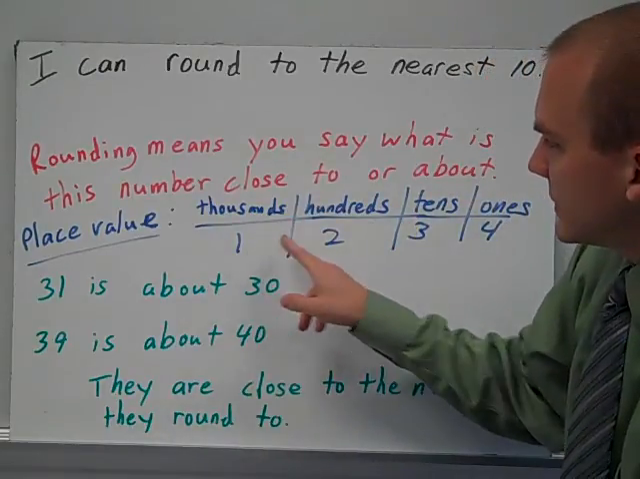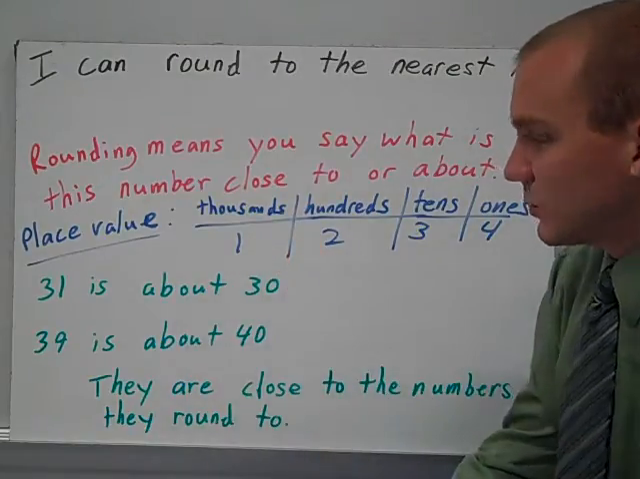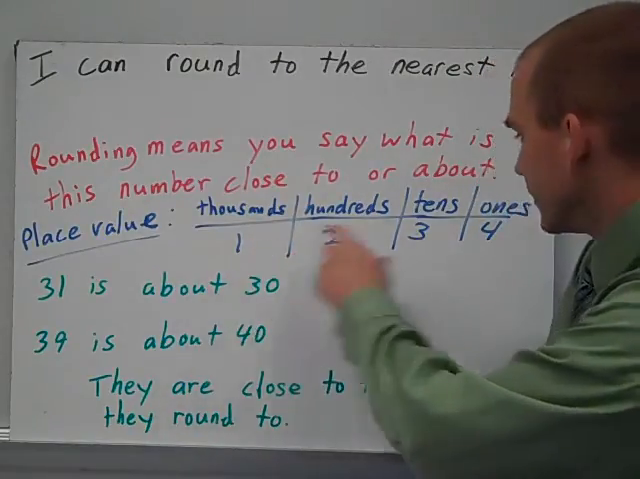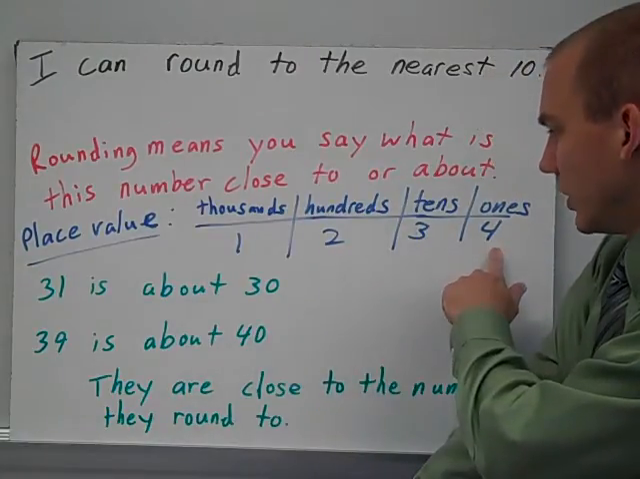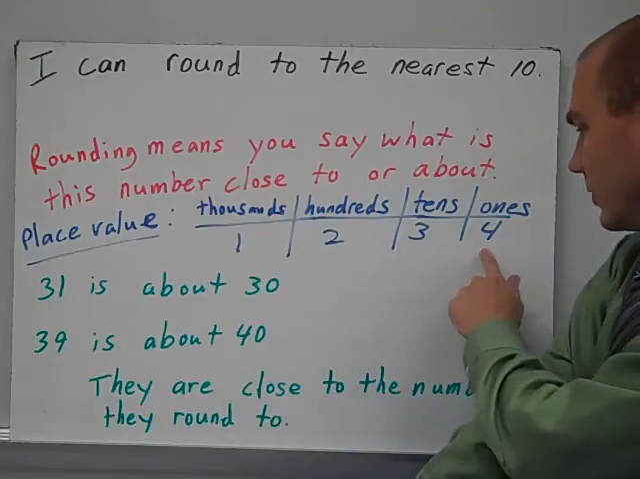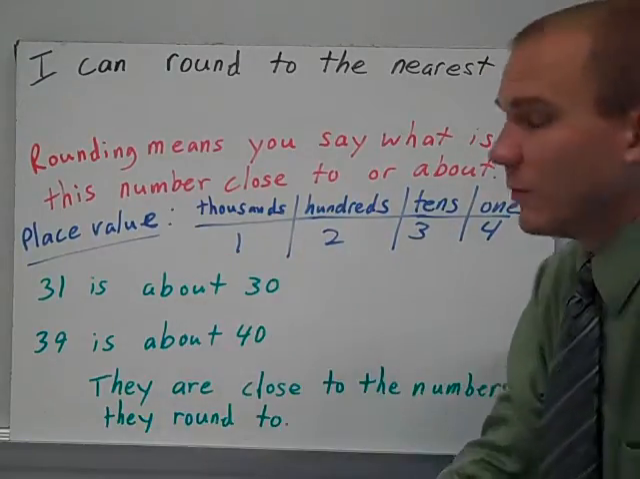You have your thousands, hundreds, tens, and ones places, where thousands is worth the most. 1,000 equals 1,000 ones, and 200 would equal 200 ones, and 3 tens would be 30 ones, and 4 ones is just 4 ones. Each one is kind of a factor of 10 more than the other.